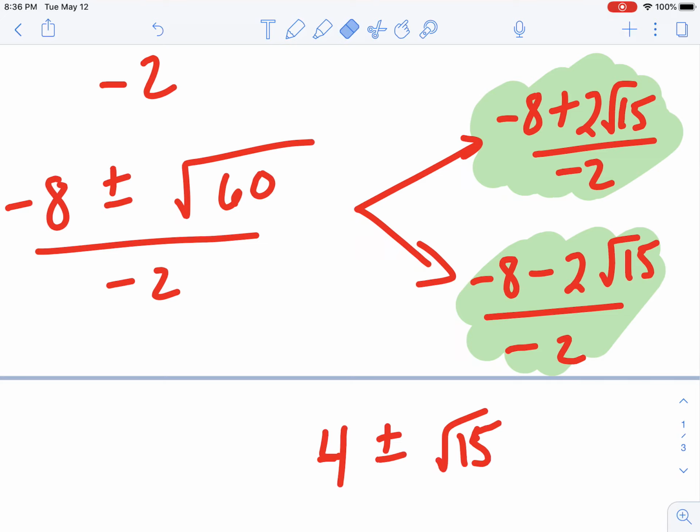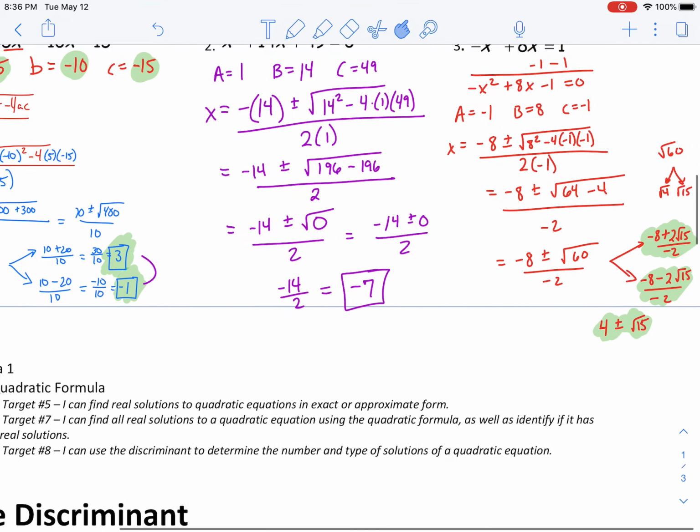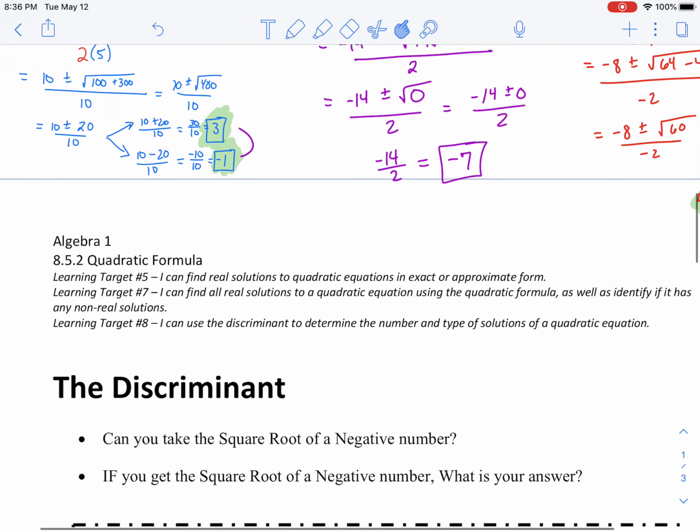Okay, that would also be an acceptable answer because it accounts for both the positive and negative version. Okay, all right, let's take a look. So what does that mean when it says discriminant?